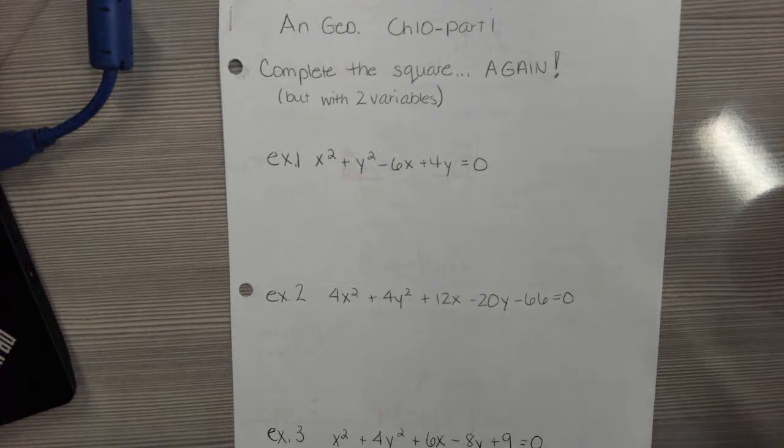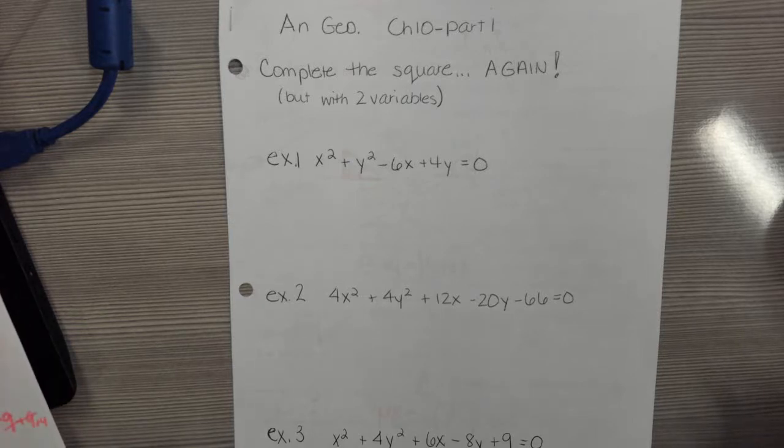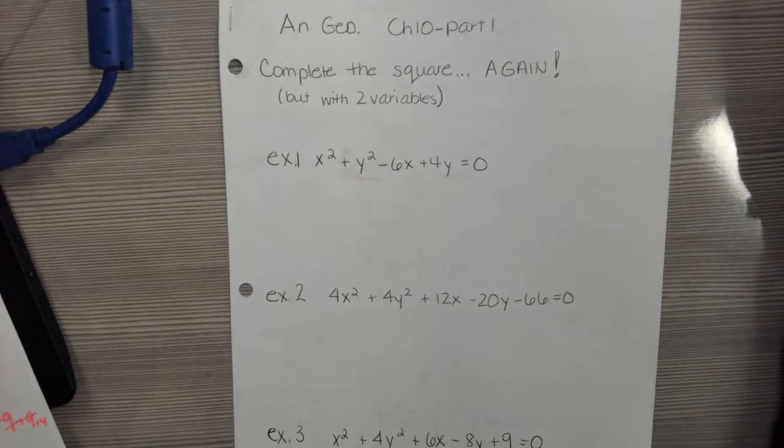Okay, so in this section, it's actually not really part of Chapter 10, it's just one that I've added to it, because for the rest of Chapter 10, we're going to be working with conic sections, and you will need to be an expert at completing the square, not only with one variable, but with two variables. So it's a review, sort of. The only new thing is that we have to do the process twice for each problem.